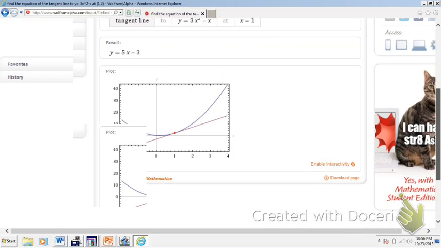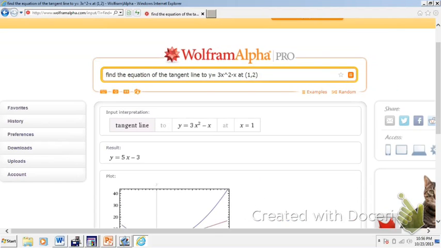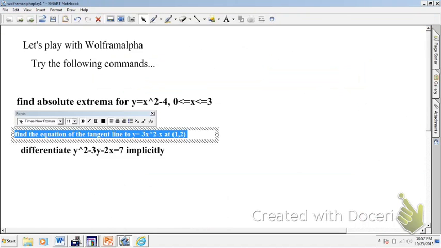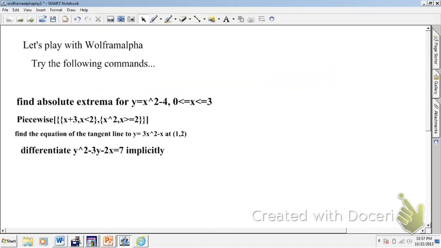Usually it asks, well, here it's not. On the app, if you have the app on your iPad or your iPhone, it will say, do you want to see how this is done? And that's the beauty of that. It shows you the steps. And the last command I want to look at is differentiate implicitly.